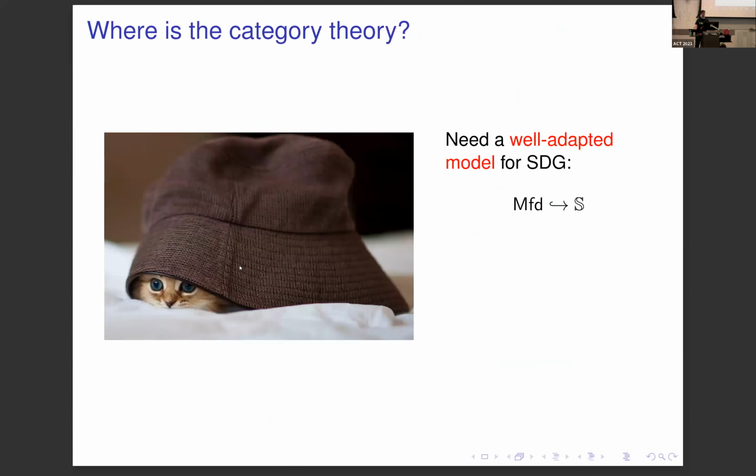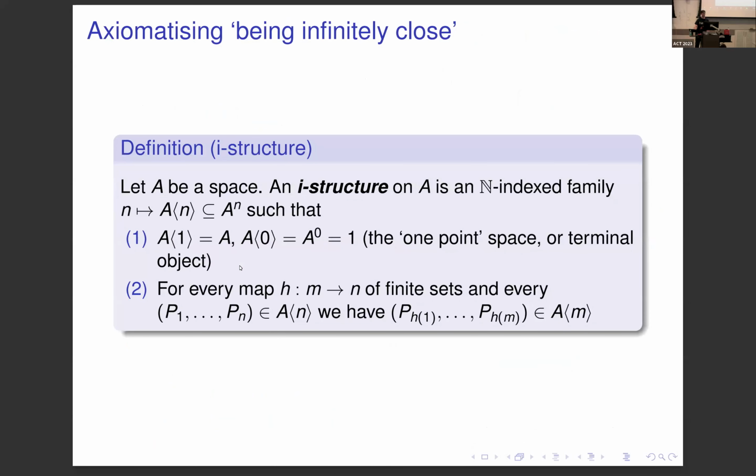Let's model that. So first of all, we want to axiomatize what it means to be infinitely close. That is what I call an I structure, infinitesimal structure. I decided to do a Steve Jobs on this one because writing out infinitesimal every single time just gets tedious. And what is that? Well, essentially you say not all tuples of points are infinitely close, so I have to specify which ones are infinitely close.